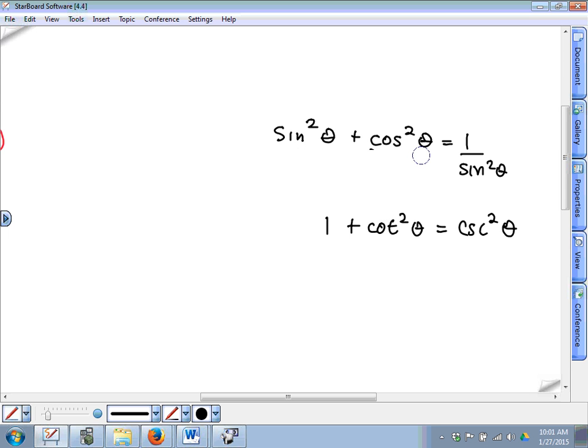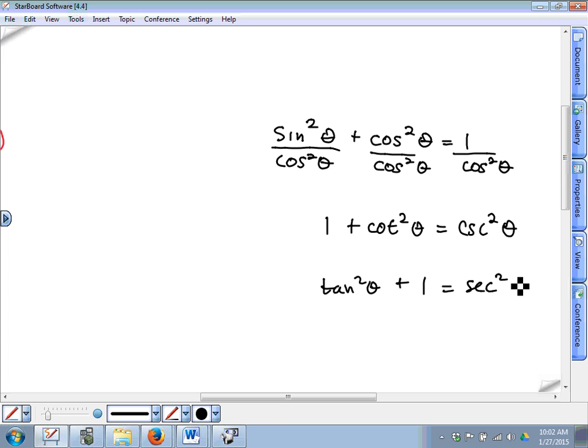The other identity comes from dividing by cosine squared. Sine over cosine is tangent, so it's tangent squared plus 1 is equal to secant squared. So sometimes for identities, it's easier just to remember the derivation of them rather than memorizing them straight up.